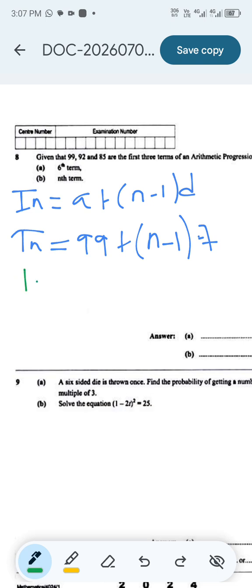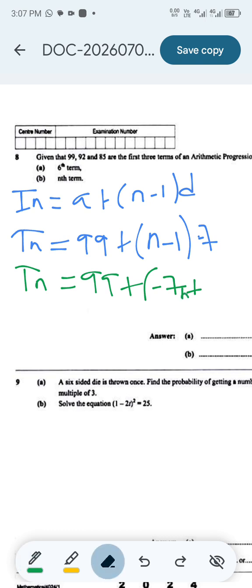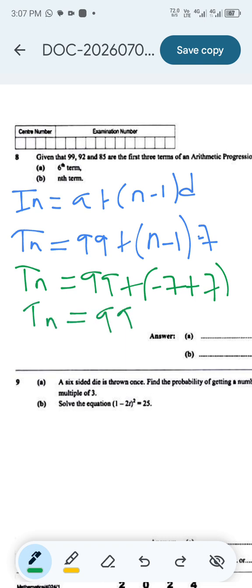Now we just want to express it. So the nth term is equal to 99 plus, we multiply -7 by everything in the bracket. -7 by n is -7n, and then -7 by -1, negative times negative is positive, so we are going to have 7. So the nth term is 99 minus 7n plus 7.